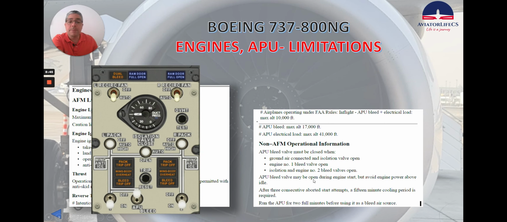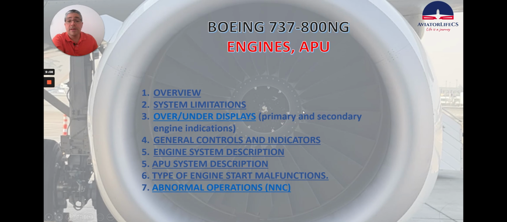APU bleed valve may be open during engine start, but avoid engine power above idle. After 3 consecutive aborted start attempts, a 15-minute cooling period is required. Run the APU for 2 full minutes before using it as a bleed air source. So those are the system limitations, basically.